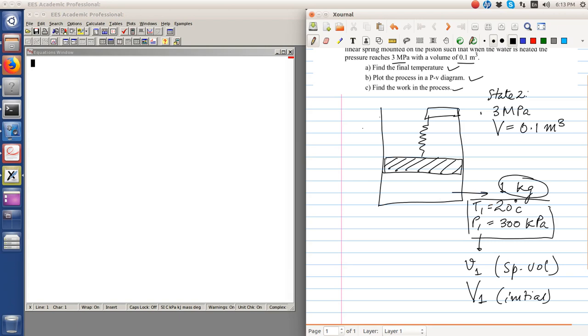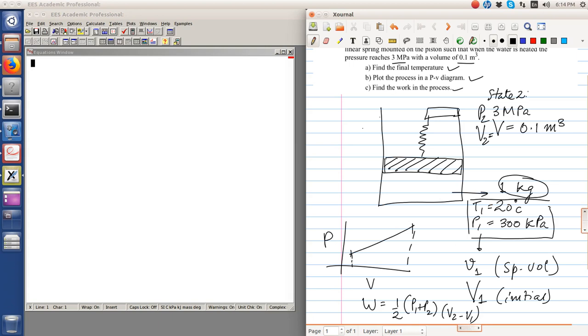We know the final pressure and the final volume, based on the fact that for a spring-loaded piston, the process on a PV diagram is resembled by a straight line. The work done is equal to half P1 plus P2 multiplied by V2 minus V1. Okay, let's see how this checks out.